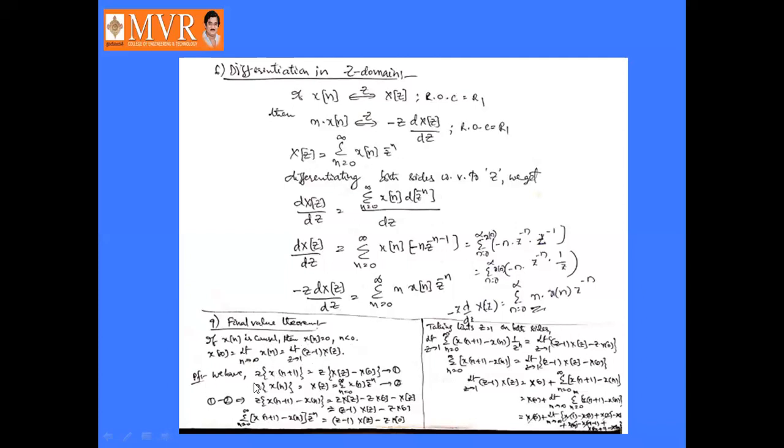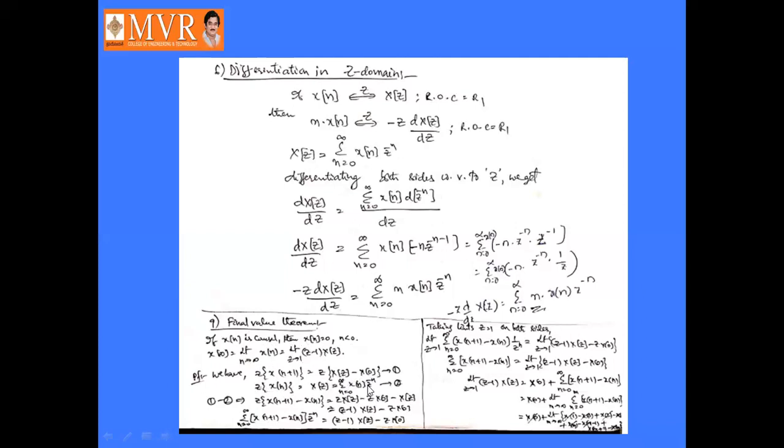Okay. So we have z transform of x of n plus 1 is equal to z into x of z minus x of 0. That is equation number 1. So the z transform of x of n is x of z is sigma n equal to 0 to infinity x of n into z power minus n.